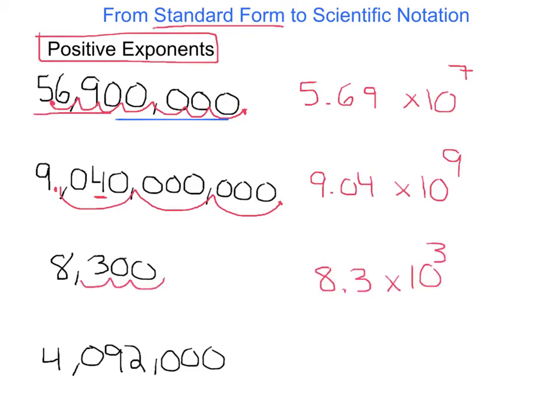You should get 8.3 times 10 to the third, and then you should get 4.092 times 10 to the power of 6. So that is standard form to scientific notation with positive exponents.